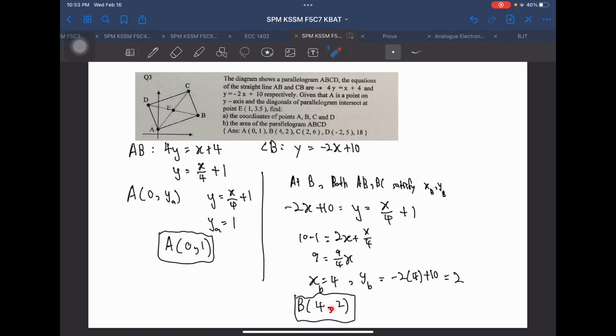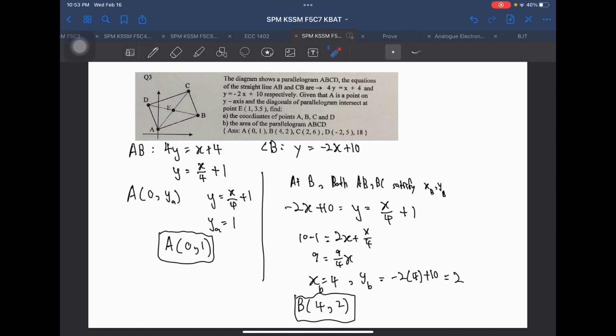So you got B is (4, 2). Okay, easy, right? So from here, now you got to find points C and D. And note that your E is the intersection point, and this thing is a parallelogram. So when it says parallelogram, it means that the intersection point is at the midpoint of this and this. So you can say that AE equals EC and BE equals ED.